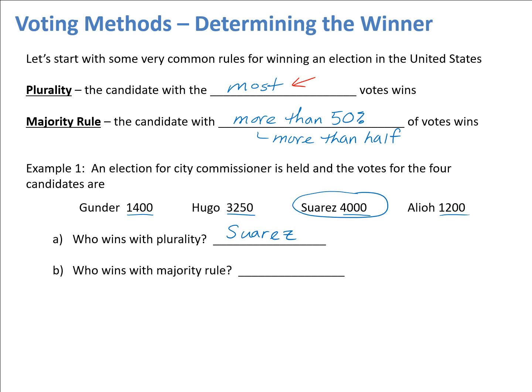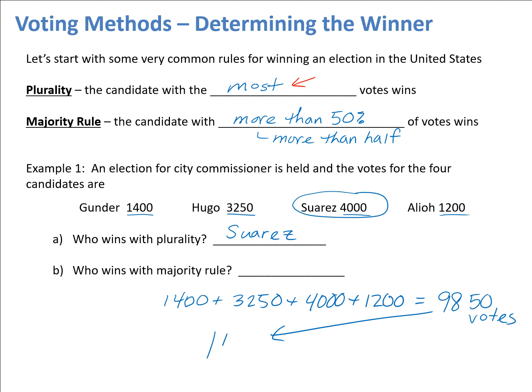However, if we want to talk about who wins with majority rule, that would be someone having over half, or more than 50% of the votes. If we add up all of these votes, 1,400 plus 3,250 plus 4,000 plus 1,200, that's actually 9,850 votes overall. And half of that, dividing by 2, would be 4,925. So you would have to have more than 4,925 to win a majority.